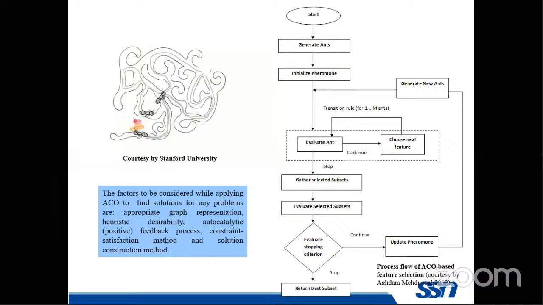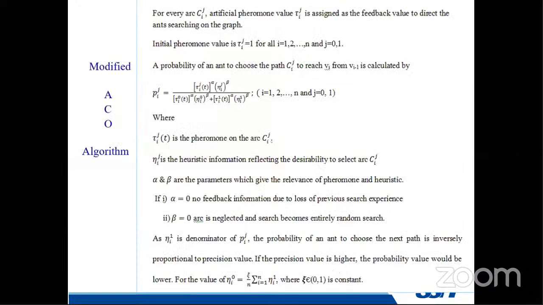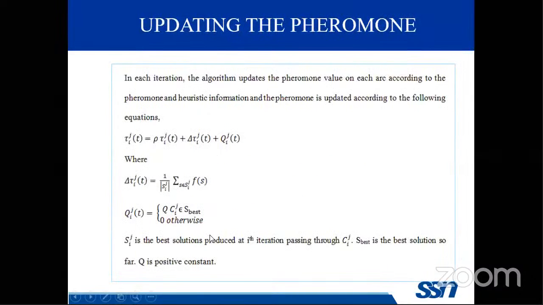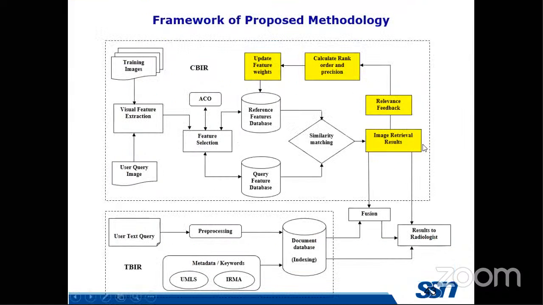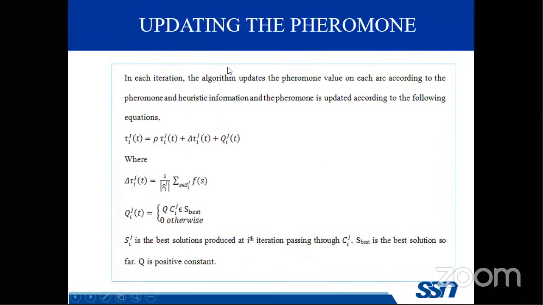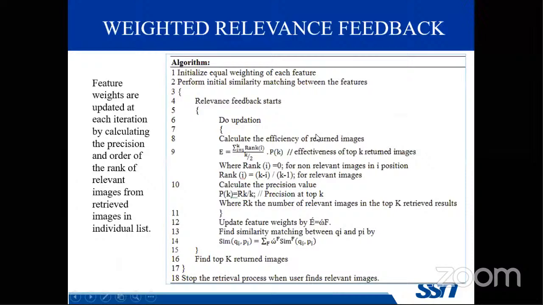And also I have taken the advantage of the relevance feedback mechanism. So this is the entire algorithm, based on the behavior of the ants. Based on the inputs from the relevance feedback mechanism, the ant colony optimization and its pheromone would be updated.